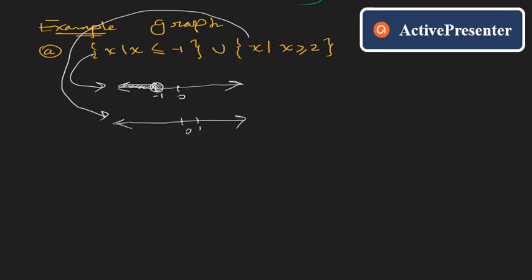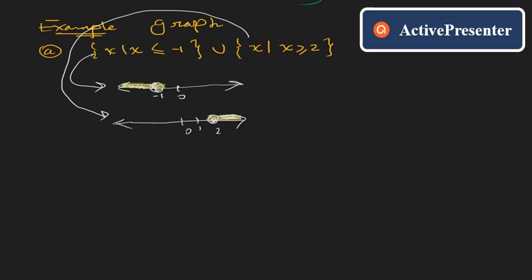So we have 1, 2. So here it is 2, also closed, and x is greater, so it is coming to this. So the union, we take all the values. We take all the values here and here.